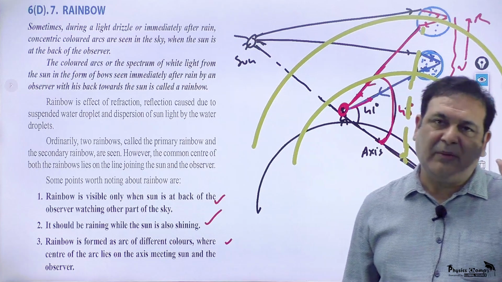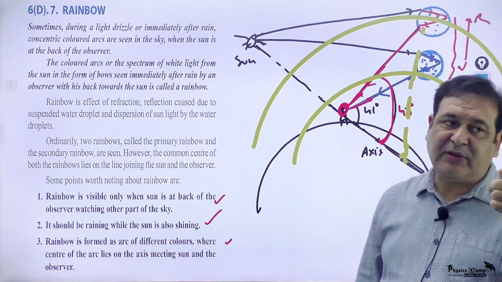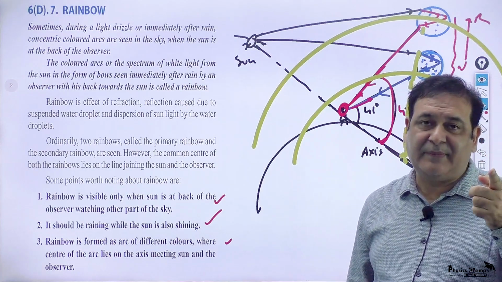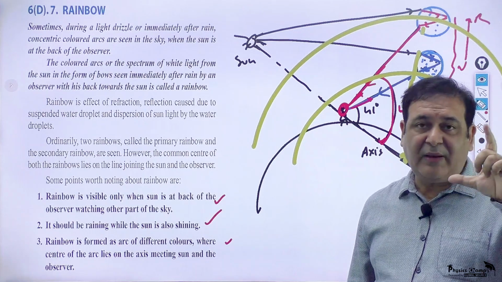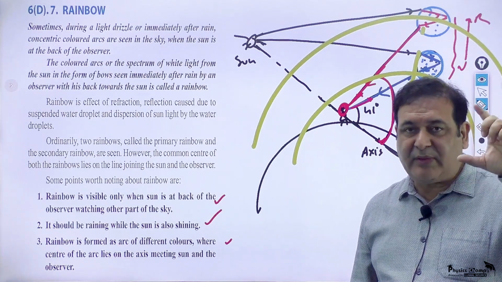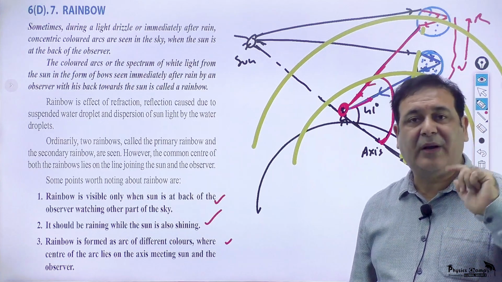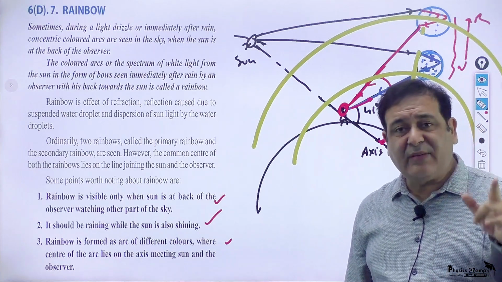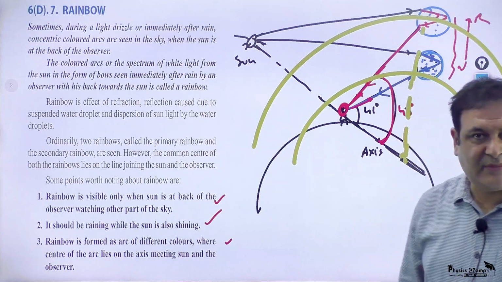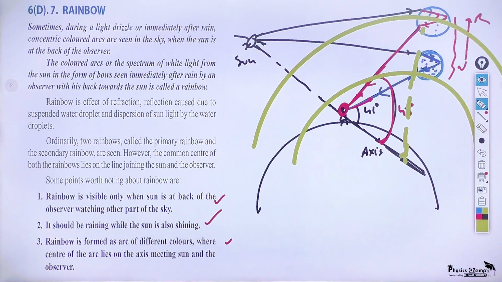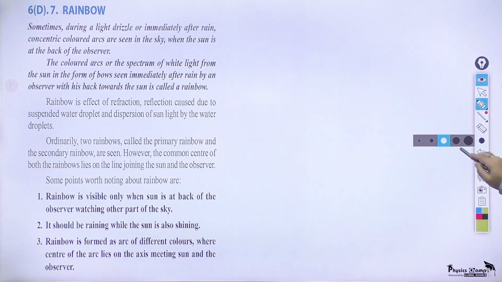Sun should be at your back and you should be watching the other part of the sky. At what angle? It is 41 to 43 degrees where you get the primary rainbow, and the color pattern is violet to red. And where is the center of the arc? It is on the axis. So this is the basic idea about the rainbow, some important points.